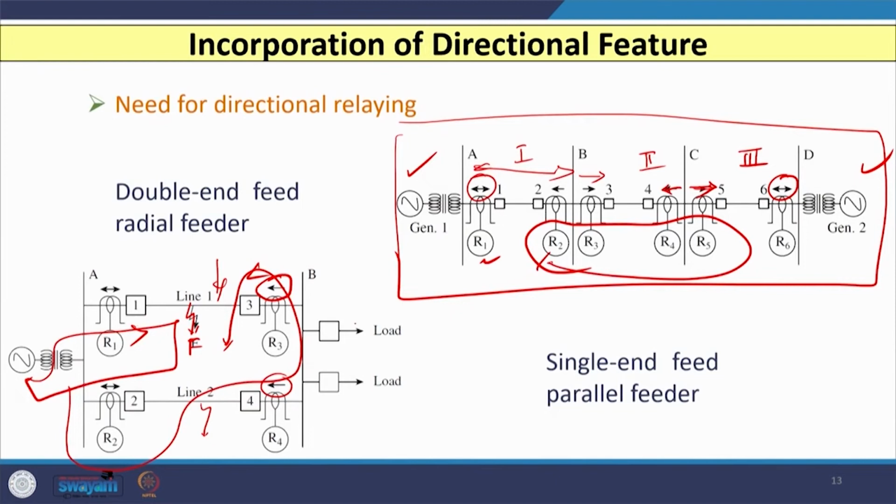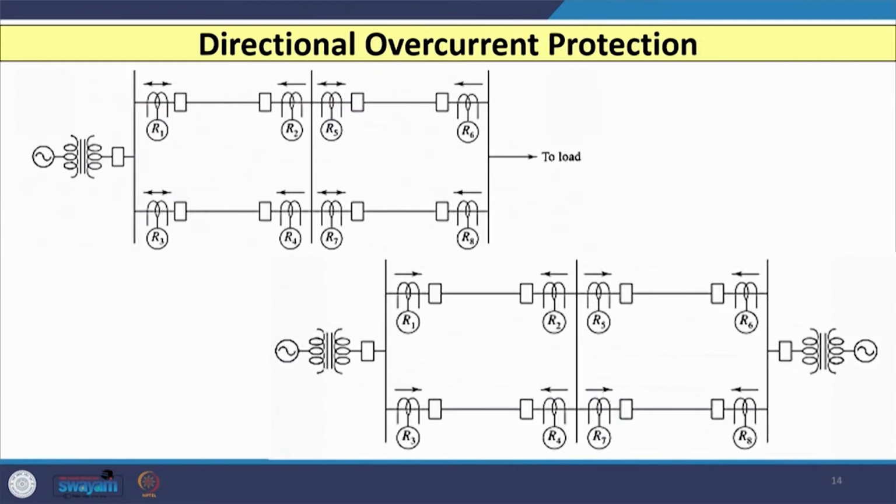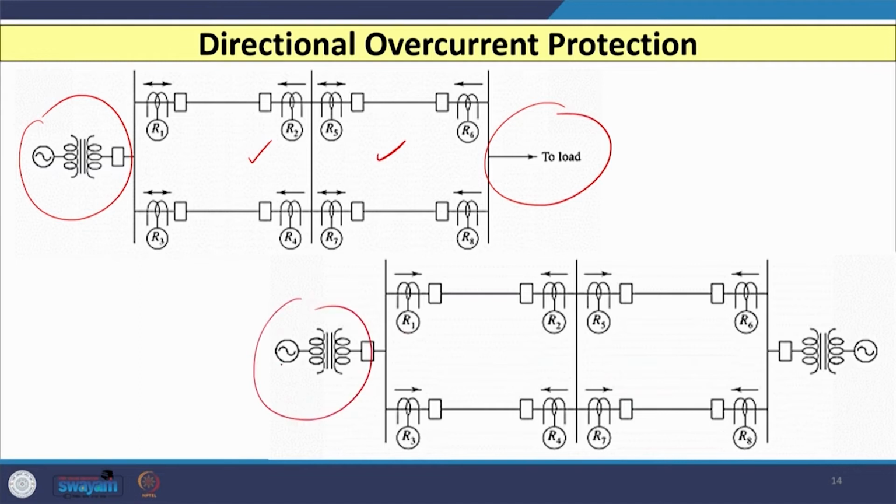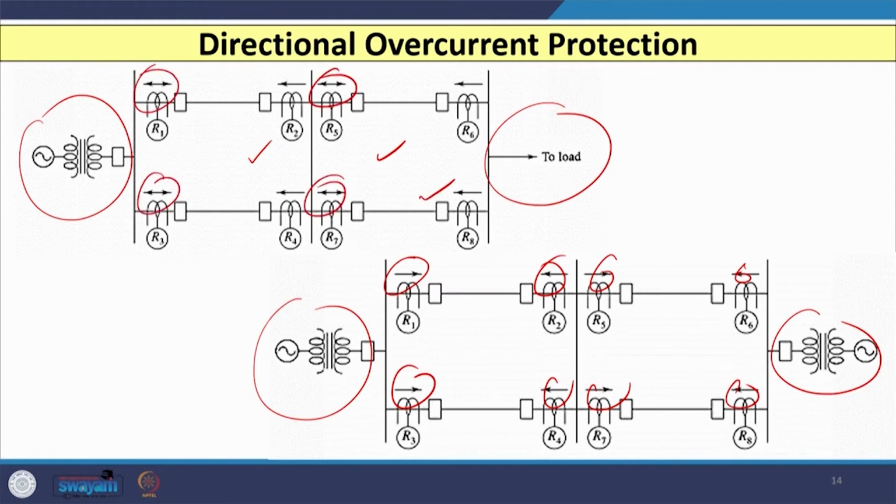Same way, this is a single parallel feeder. I can go for a cascaded parallel feeder, where two parallel feeders are cascaded, with the source at one end and the load at the other end. However, you can also modify it so that this cascaded parallel feeder is connected from both sides with the source. In this case all the relays are directional in nature, whereas in the earlier case these relays are bidirectional, whereas other relays are directional in nature.